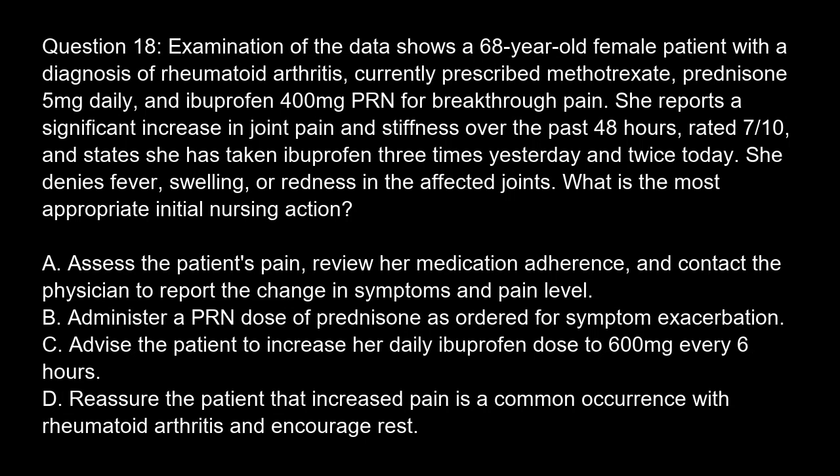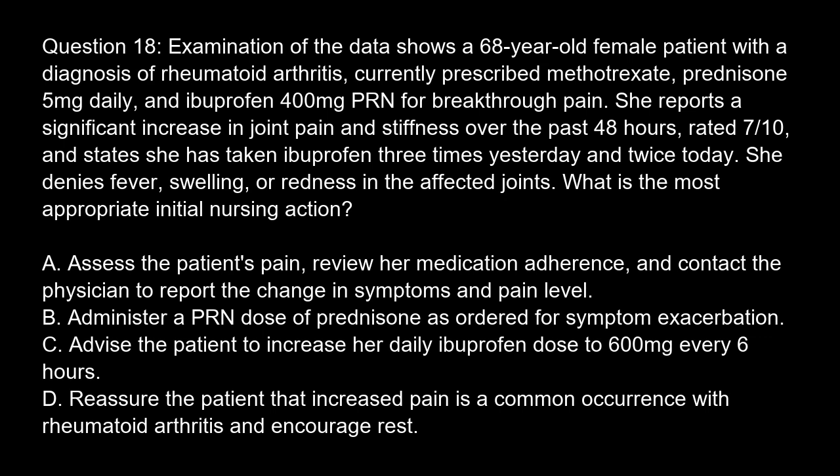Question 18. Examination of the data shows a 68-year-old female patient with a diagnosis of rheumatoid arthritis, currently prescribed methotrexate, prednisone 5 mg daily, and ibuprofen 400 mg PRN for breakthrough pain. She reports a significant increase in joint pain and stiffness over the past 48 hours, rated 7/10, and states she has taken ibuprofen 3 times yesterday and twice today. She denies fever, swelling, or redness in the affected joints. What is the most appropriate initial nursing action?